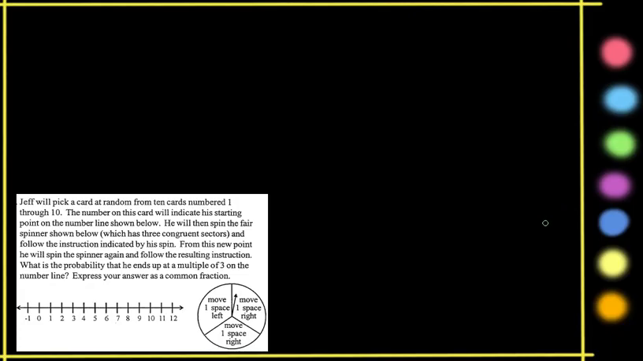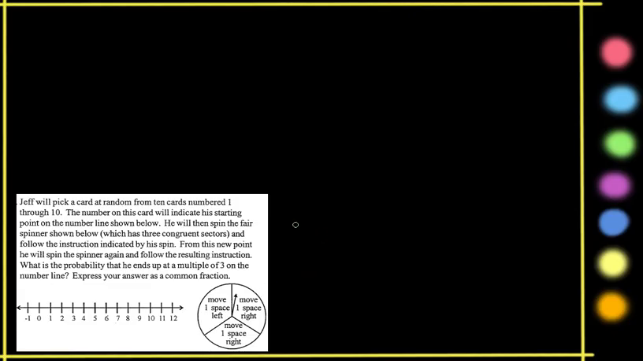This one says Jeff will pick a card at random from 10 cards numbered 1 through 10. The number on this card will indicate his starting point on the number line shown below. He will then spin the fair spinner shown below, which has 3 congruent sectors, and follow the instructions indicated by his spin. From this new point, he will spin the spinner again and follow the resulting instruction. What is the probability that he ends up at a multiple of 3 on the number line? Express your answer as a common fraction.